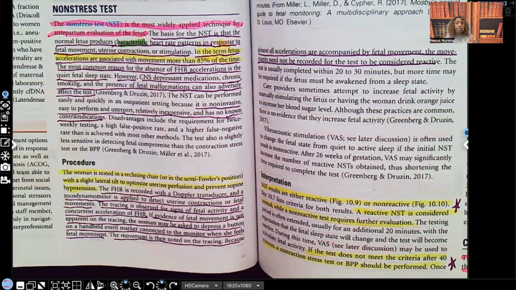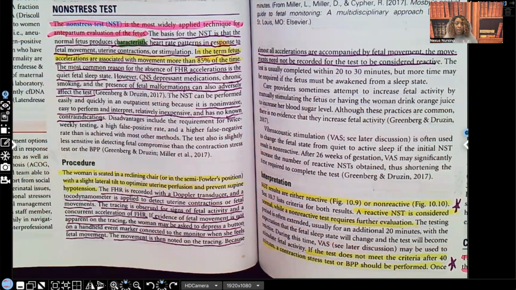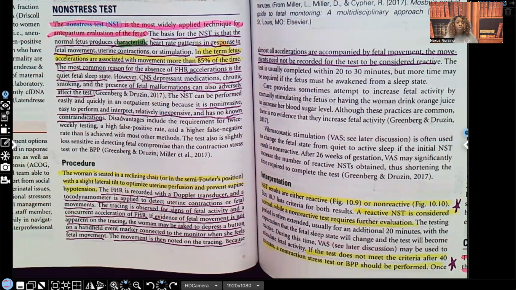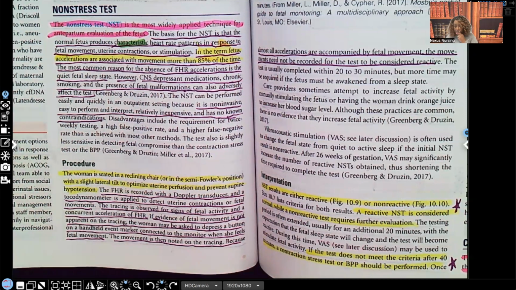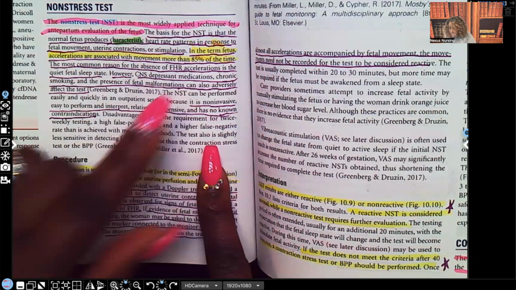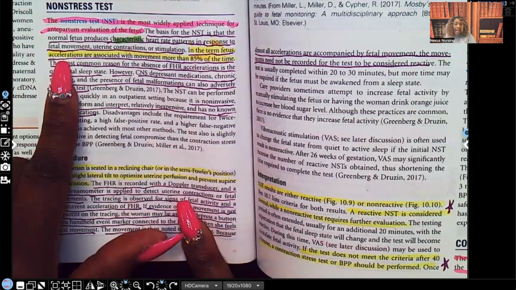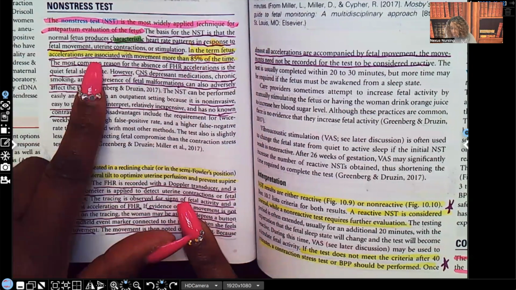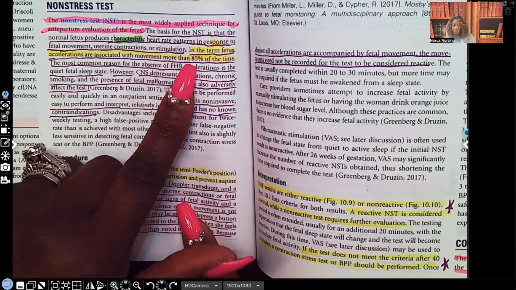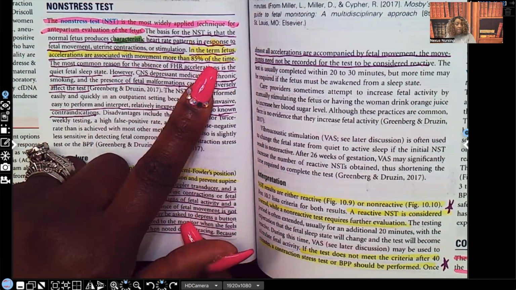Just like you're outside of the womb. When you start moving, doesn't your heart rate increase? Of course it increases, because when you start moving, your metabolic rate increases, your body needs more oxygen, so your heart responds by increasing the rate so it can push out more oxygenated blood to the tissues. And that's what we expect to see in the fetus. Let's keep going. In the term fetus, accelerations are associated with movement more than 85% of the time. This is what we expect to see, guys.